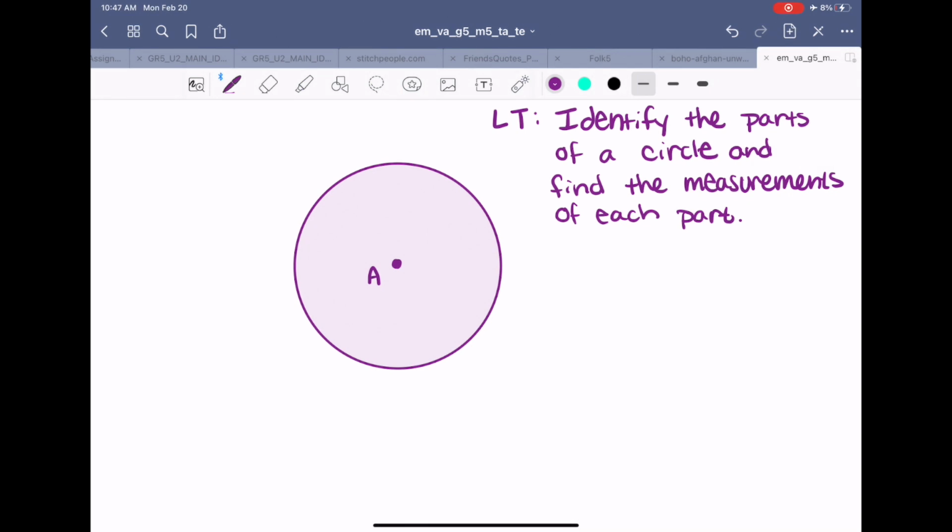Hi guys, today we're going to learn about circles. We are going to learn how to identify the parts of a circle and to find the measurements of each part.